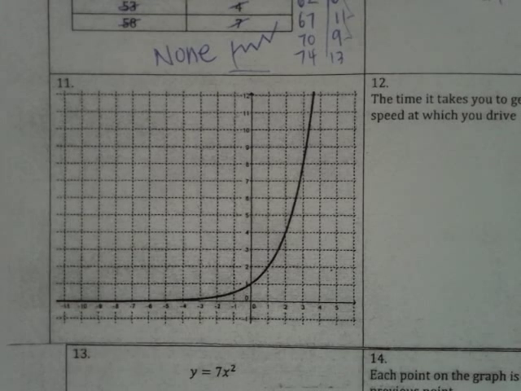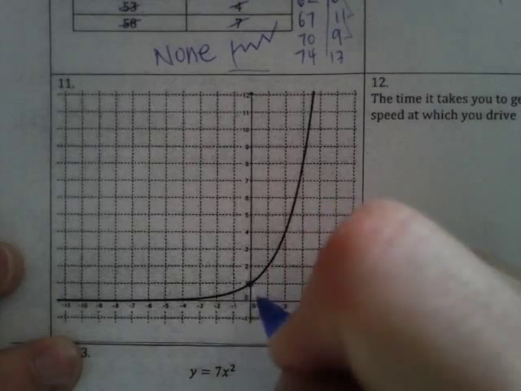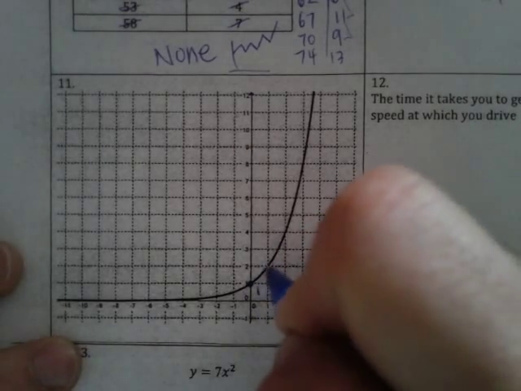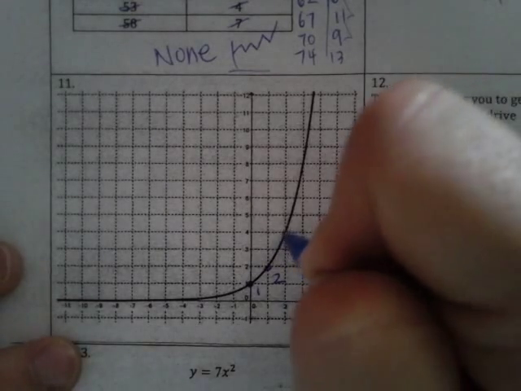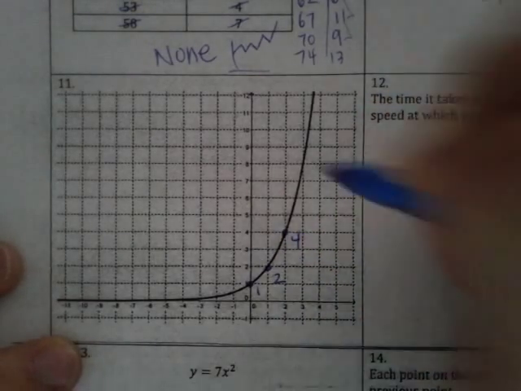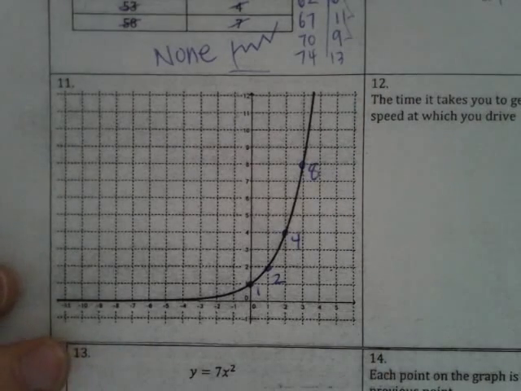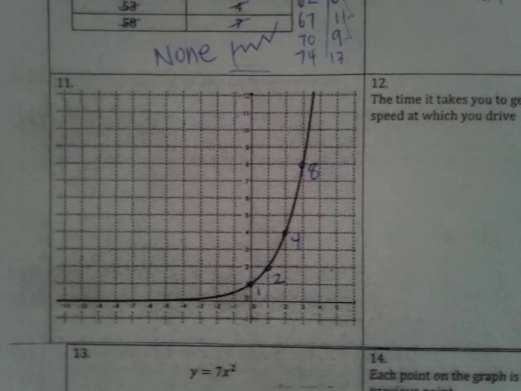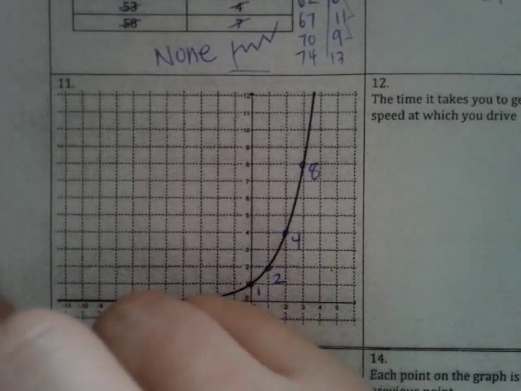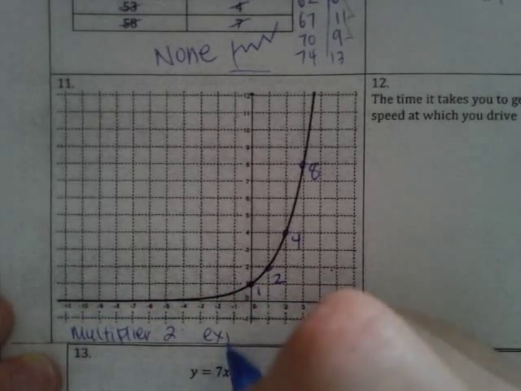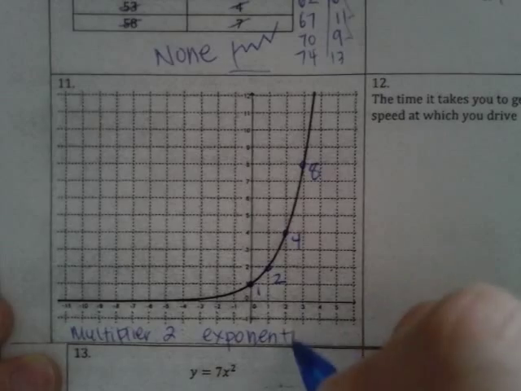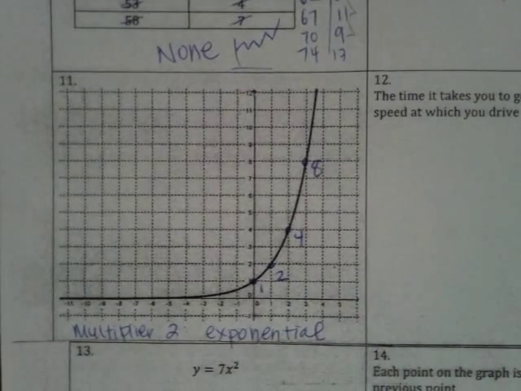Number 11, what does this one look like? It looks like exponential. You probably should check the points to be sure. This one right here is at 1. This one is at 2. The next one is at 4. Then 8. So what's my multiplier here? My multiplier is 2. Exponential because my multiplier is 2.